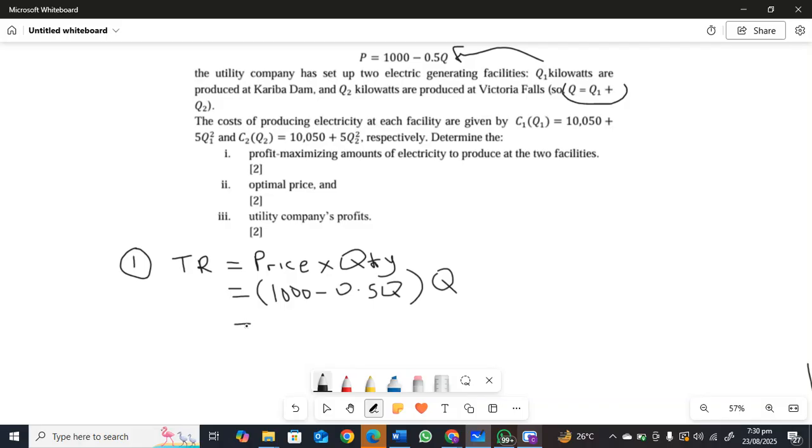So Q times 1000, that is 1000 Q. Q times negative 0.5, you get negative 0.5 Q squared. So that's the first thing. Deal with total revenue first. We've got our total revenue function.